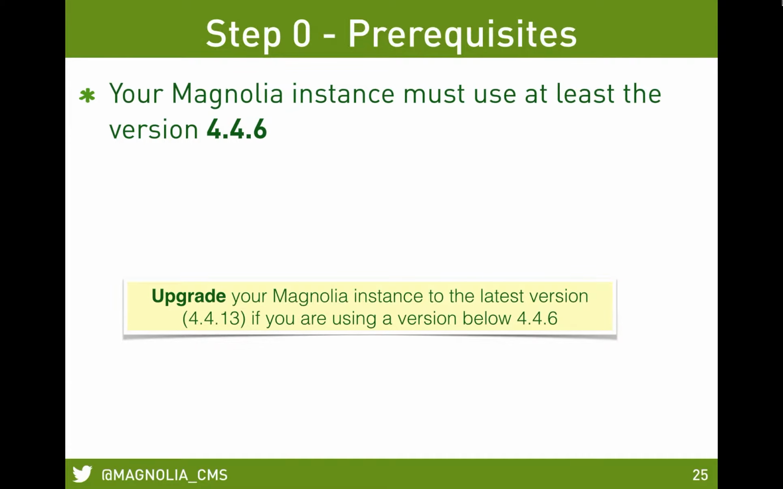So first, some prerequisites. Your Magnolia instance must use at least Magnolia 4.4.6, but I suggest you always use the latest Magnolia version before doing the migration, which today is Magnolia 4.4.13. This has an impact when you execute the migration on the production instances. You will have to first execute a migration from the old Magnolia 4.4.6 to 4.4.13, and then execute the real migration from 4.4.13 to 4.5.